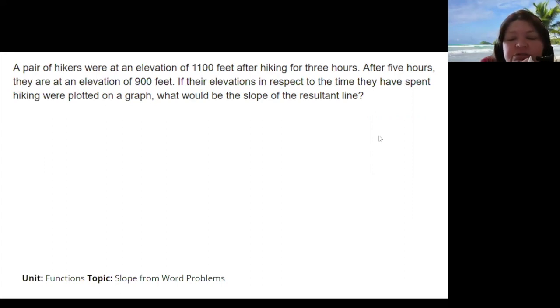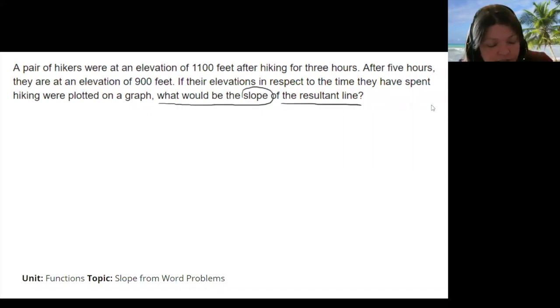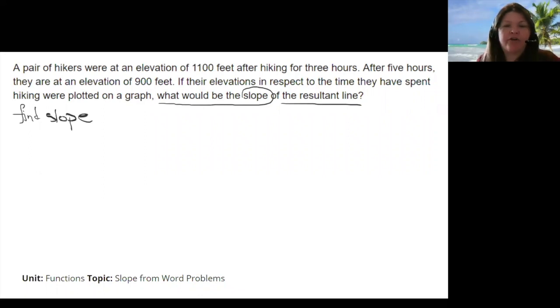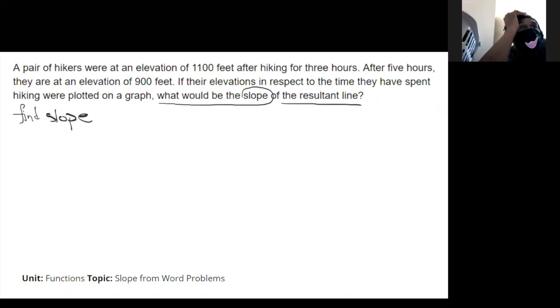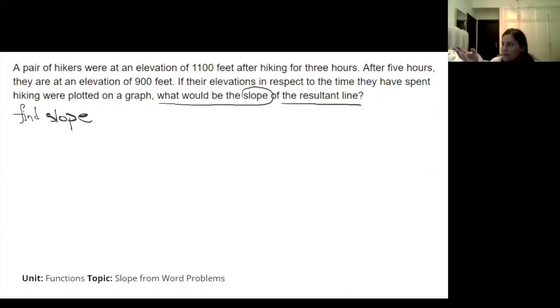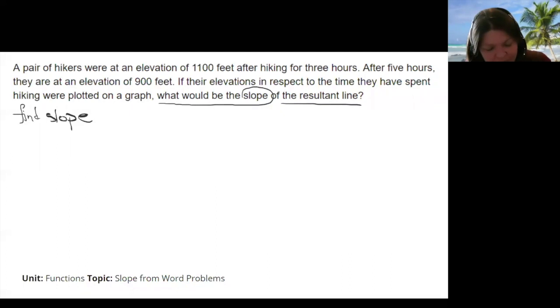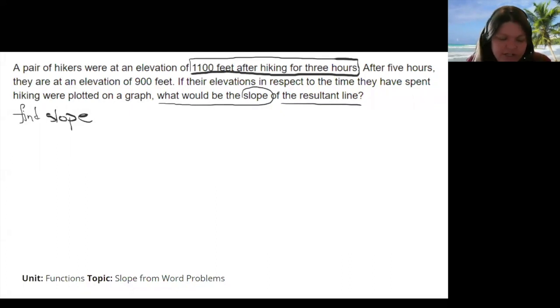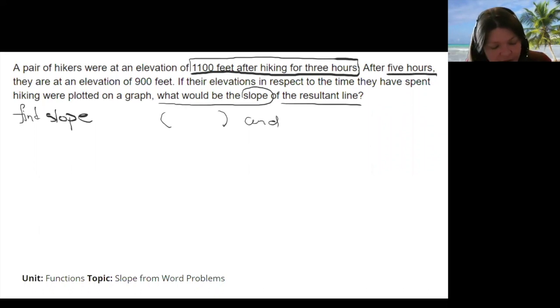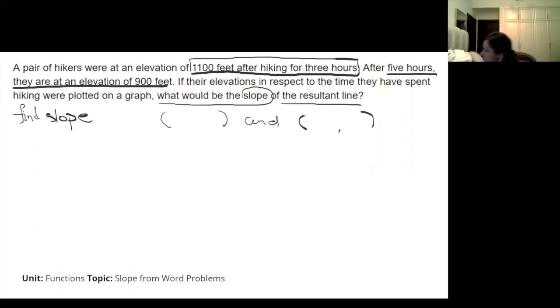What am I asking you to do or to find? They're asking me to find slope, but this time, because I have a word problem, it's a lot harder to see what I have. Obviously, it's not a graph, but what is it? What do I know here? We have the 1,100 feet and the 3 hours. It's a point. Beautiful. We have the relationship between feet and hours. And then we have another point, don't we? We have another relationship between hours and feet. So we have 2 points.